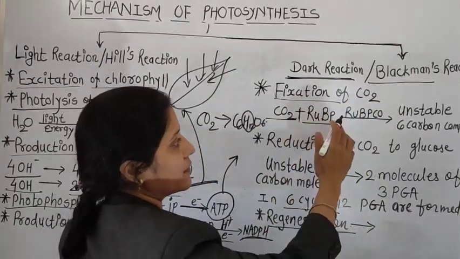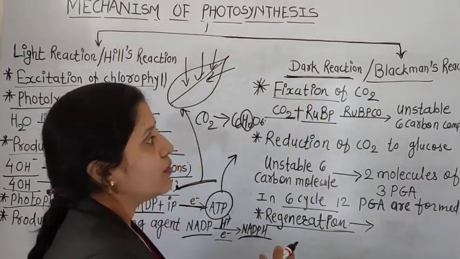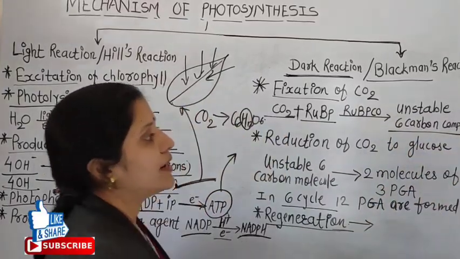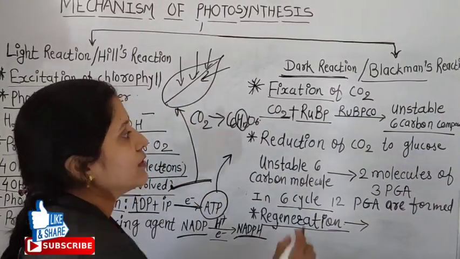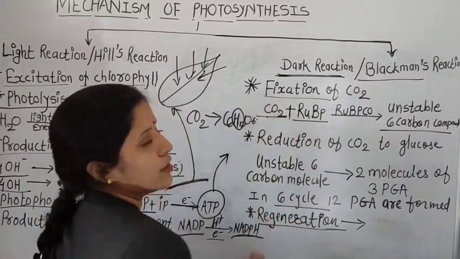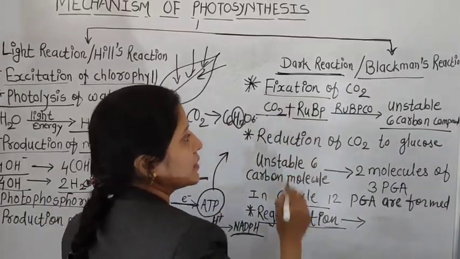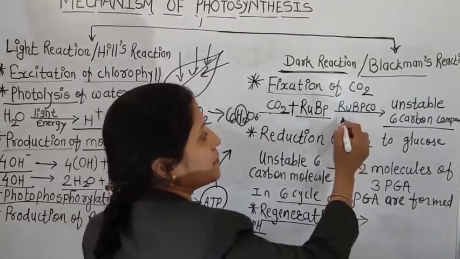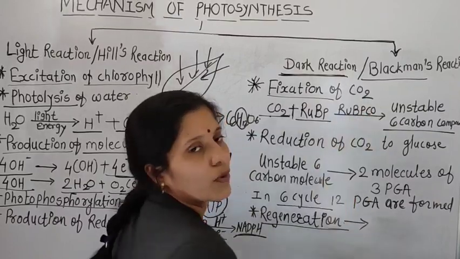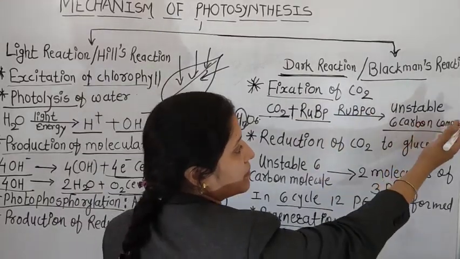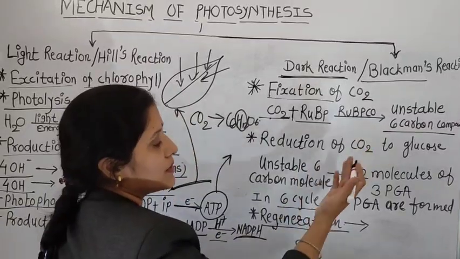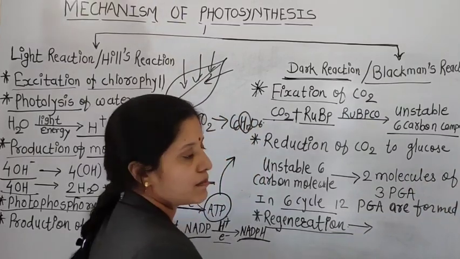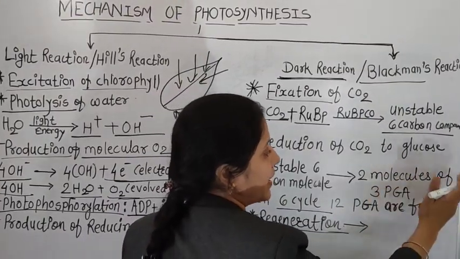Carbon dioxide, which is in the form of gas, will no longer be a gas, but it gets converted into an unstable 6 carbon molecule. This is because one molecule of carbon dioxide combines with ribulose biphosphate, which is a 5 carbon compound, in the presence of ribulose biphosphate carboxylase enzyme. Then it forms unstable 6 carbon compound. This unstable 6 carbon compound again dissociates into 2 molecules of 3 carbon compound known as phosphoglyceric acid.